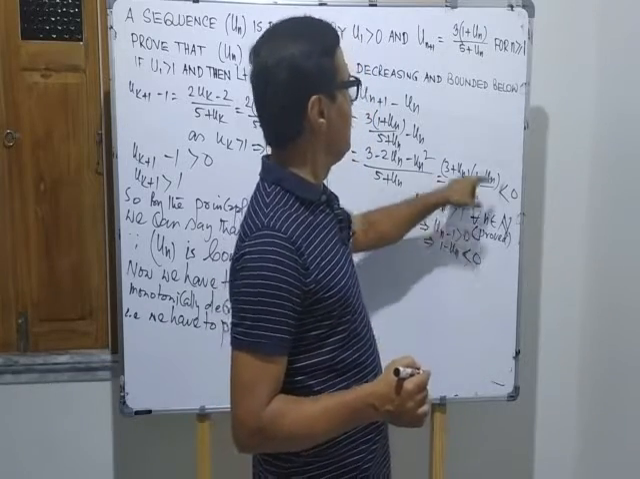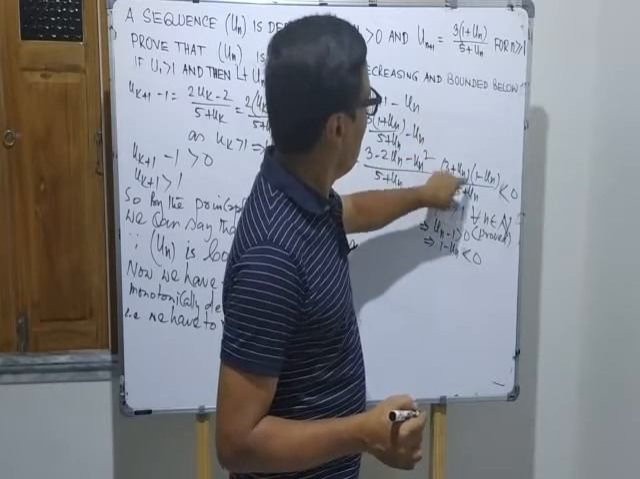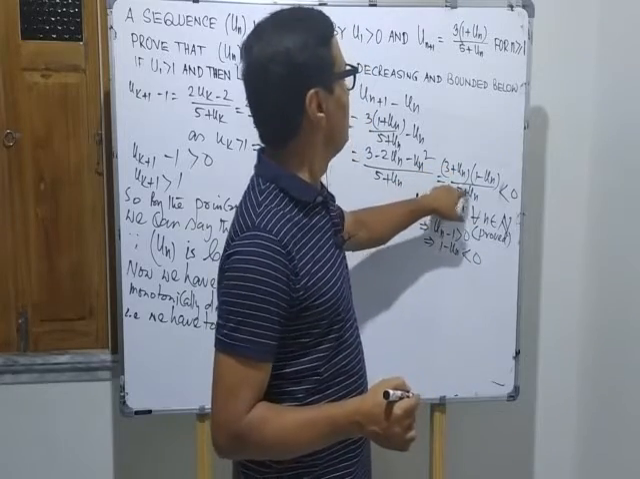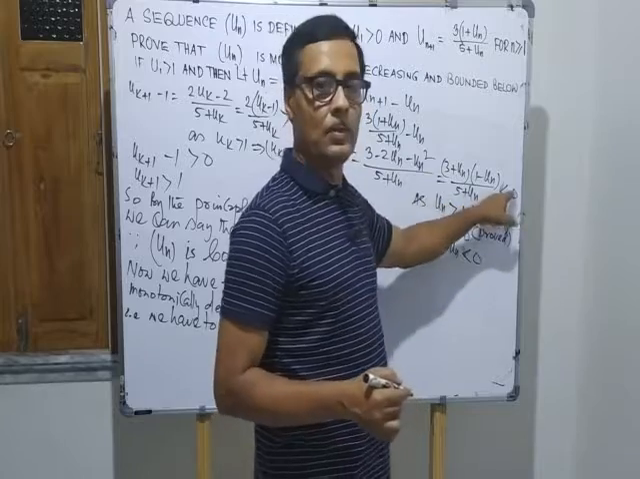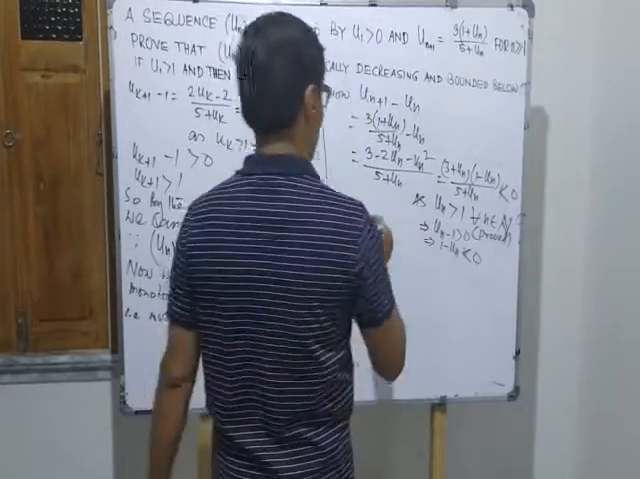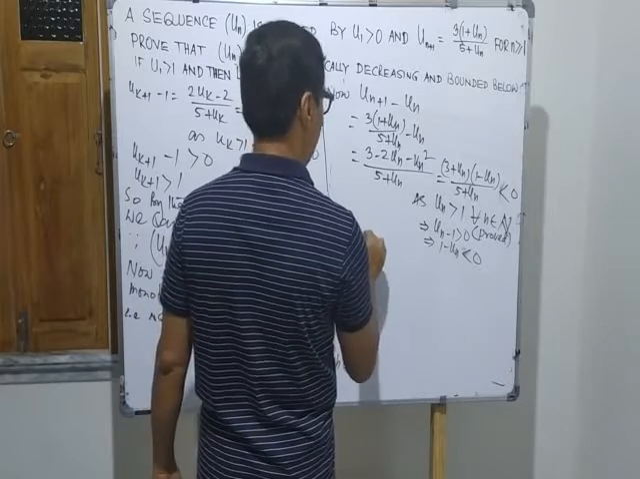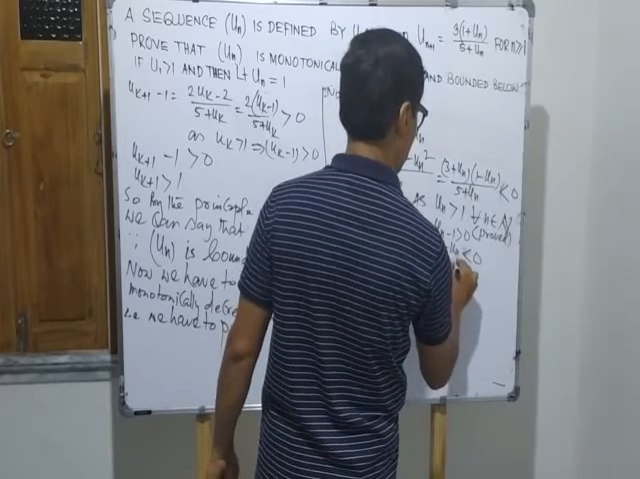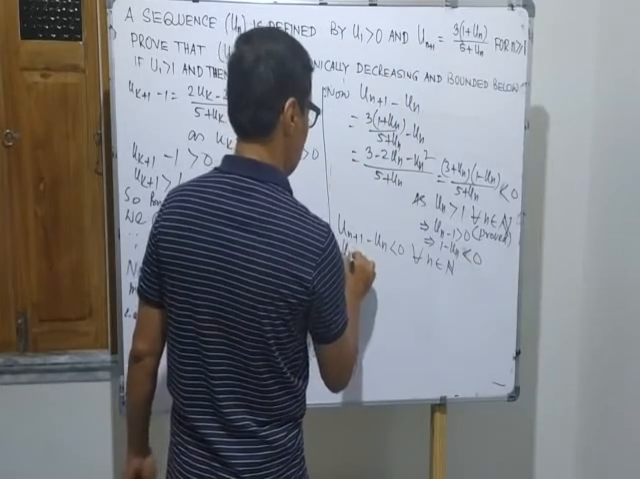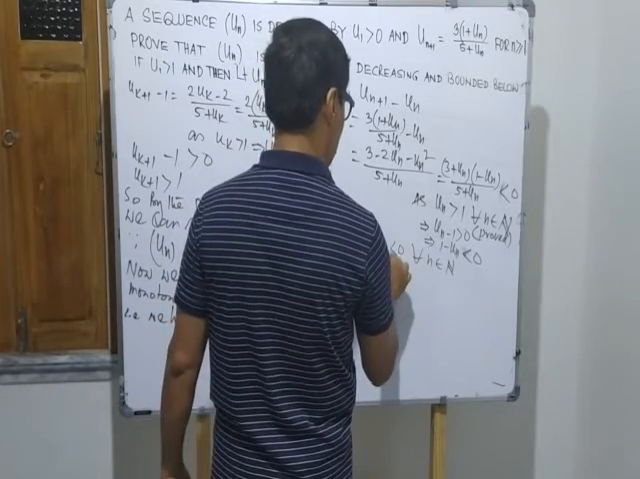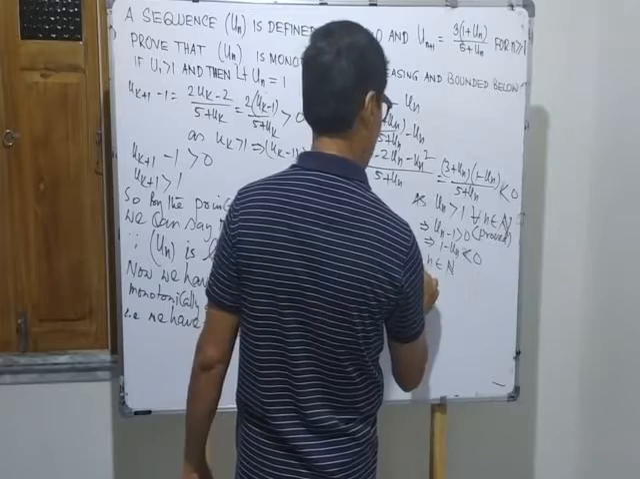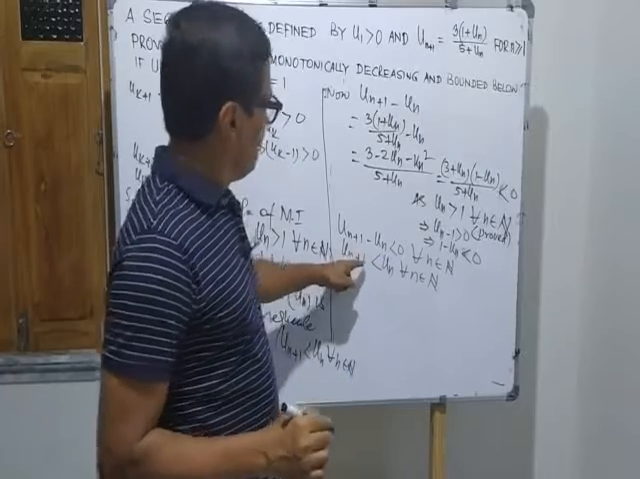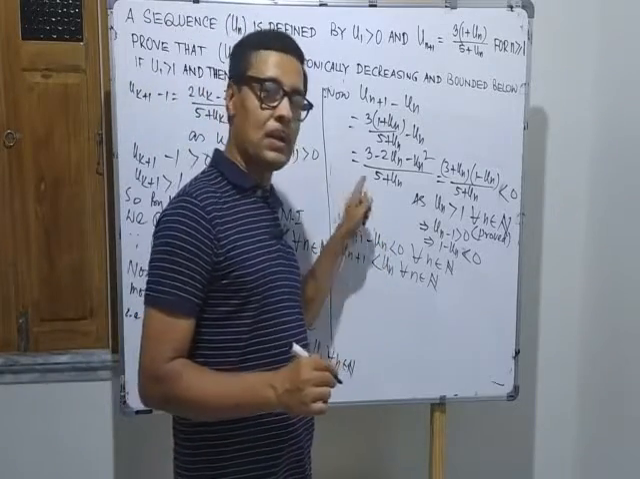As 1 minus un is less than 0, this is negative, but these two terms are positive because un is greater than 0. This is positive, but this is negative. So this term will be negative. That is, un plus 1 minus un less than 0 for all n belongs to the set of natural numbers. That is, un plus 1 less than un for all n belongs to the set of natural numbers. That is, the sequence is monotonically decreasing, also strictly monotonically decreasing.